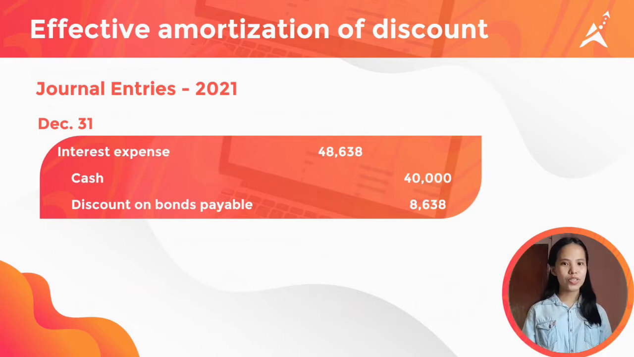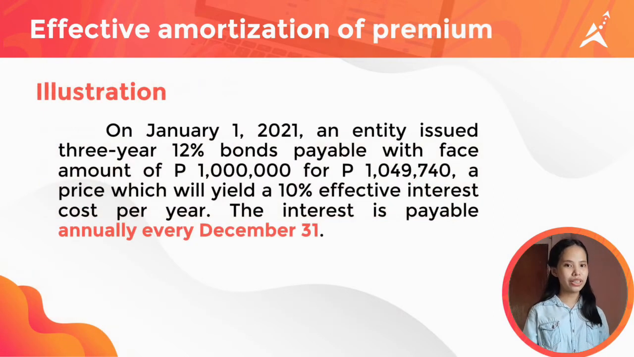Now let's try a problem about effective amortization of premium. On January 1, 2021, an entity issued 3-year 12% bonds payable with face amount of 1 million for 1,049,740 pesos, a price which will yield a 10% effective interest cost per year. The interest is payable annually every December 31.